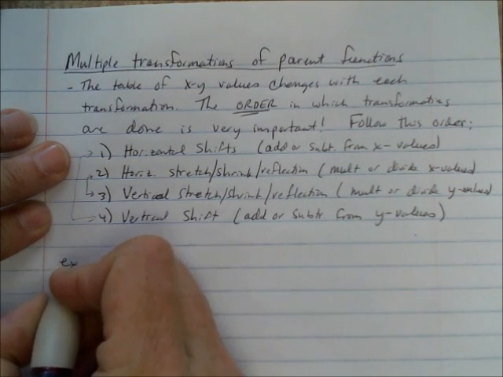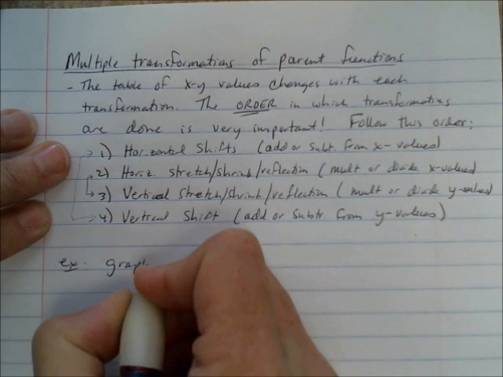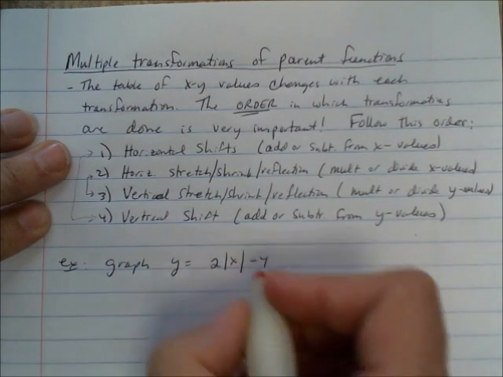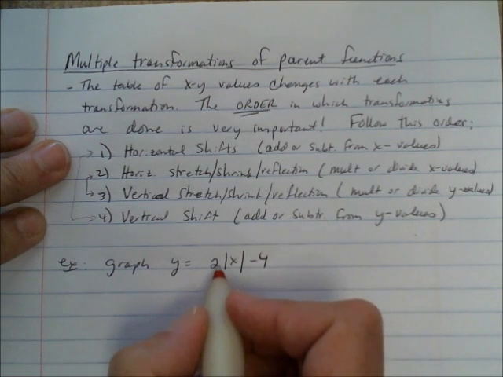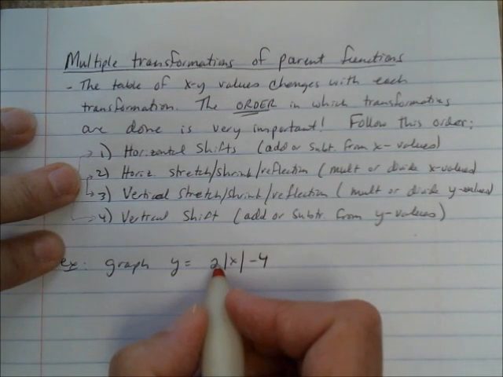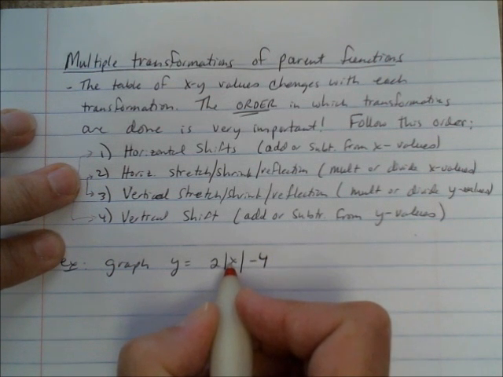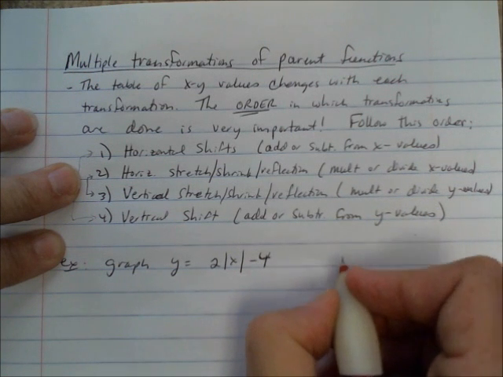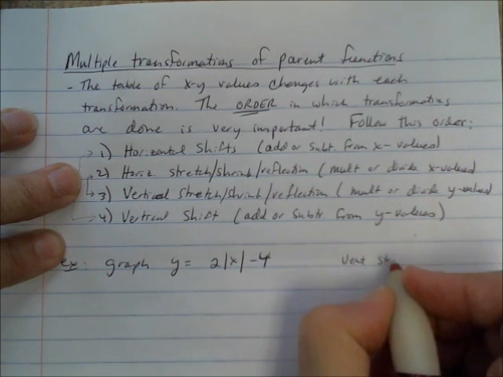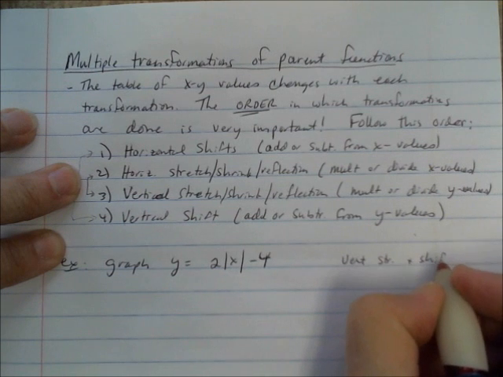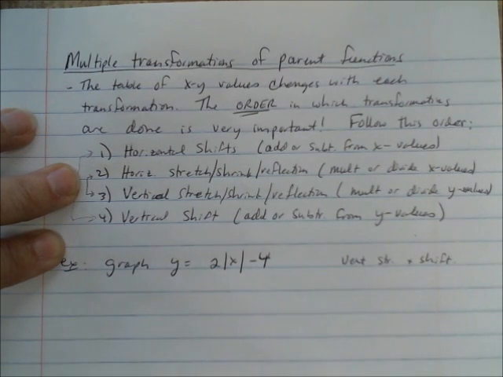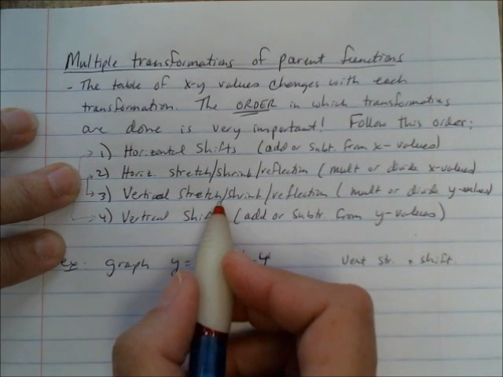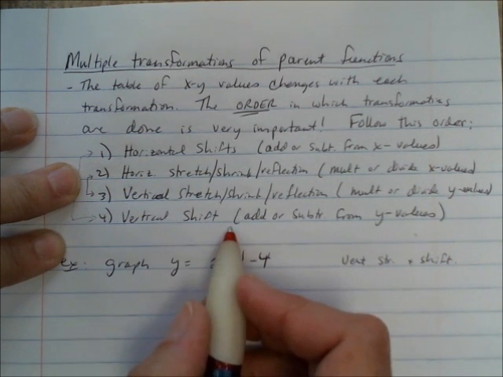So let's do some examples. Let's graph y is equal to 2 times the absolute value of x, minus 4. So what we have here is a vertical stretch because the 2 is on the outside, and then we have a vertical shift. So we have two things that we're going to do: a vertical stretch and a shift. If we do it out of order, we're going to get a wrong graph. So first we're going to vertically stretch this, and then we're going to vertically shift it next.